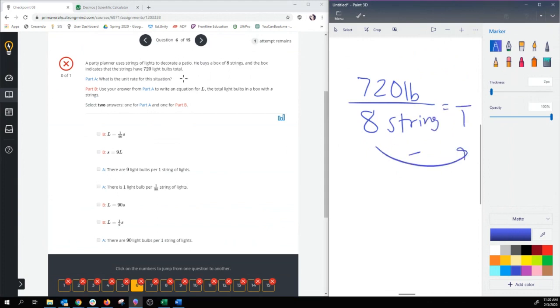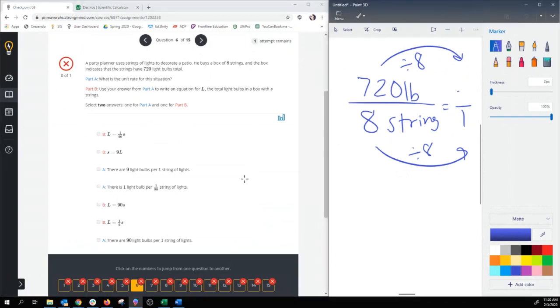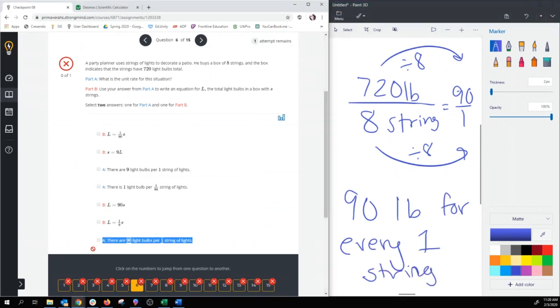I would divide top and bottom by 8. So 720 divided by 8 tells us how many light bulbs. 90, perfect. So that means that there are 90 light bulbs for every 1 string.